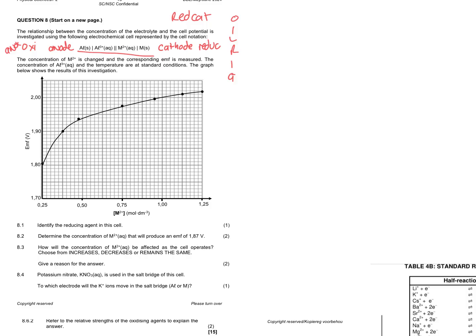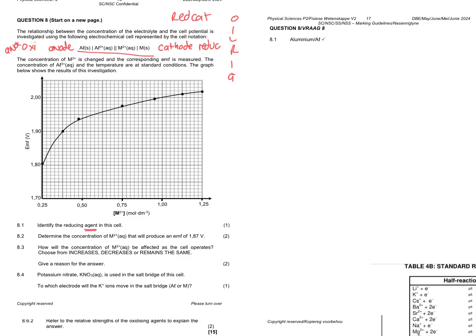So now the question is, what is the reducing agent? This is a bit of unfortunate wording, but the reducing agent gets oxidized. So aluminium is the reducing agent. The reducing agent makes the other reactant get reduced. The reducing agent causes reduction. So the aluminium will be the reducing agent, and it will cause the other thing to get reduced. The reducing agent gets oxidized.